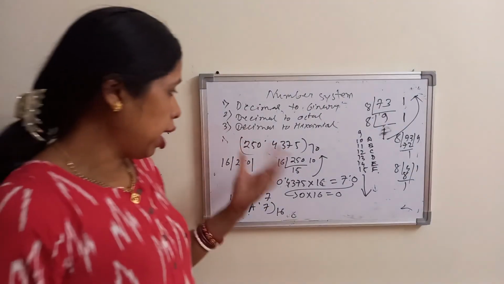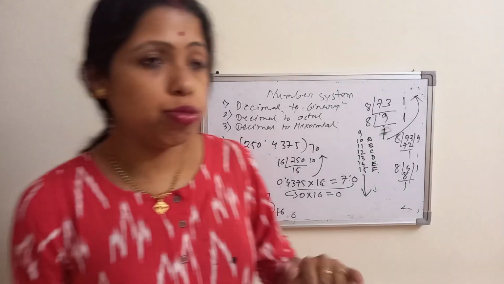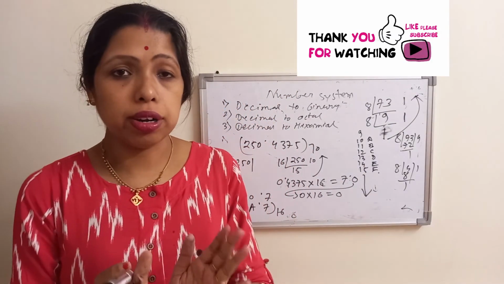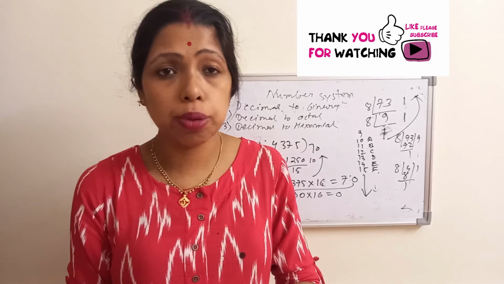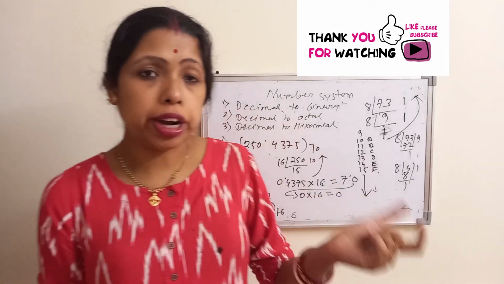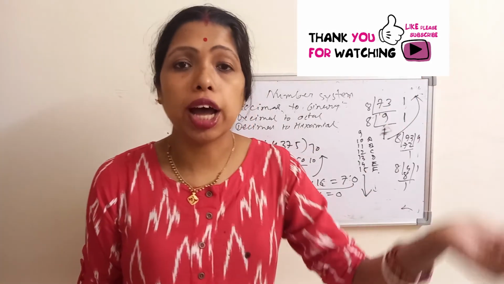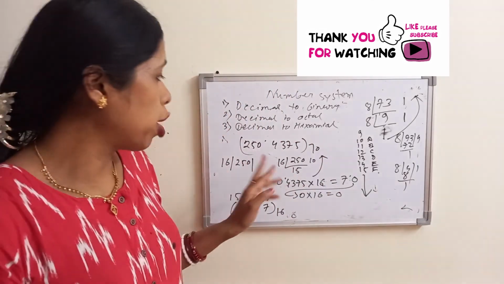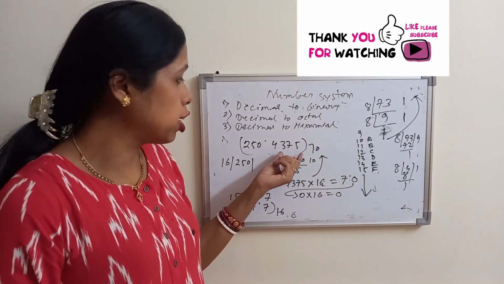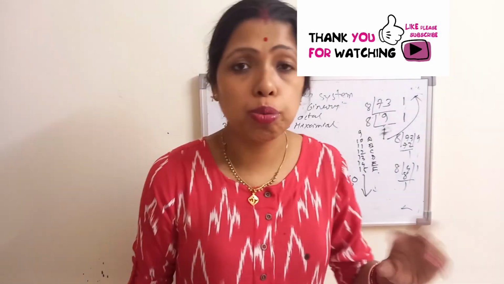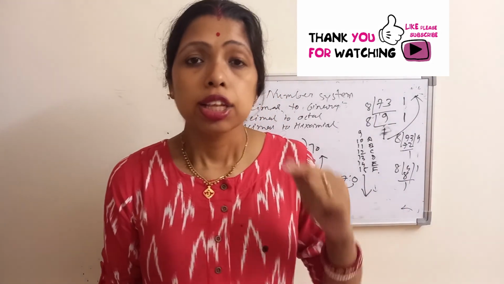Again I am repeating: if you want to convert any integer decimal number to another number system, you have to divide that decimal number by the base of the other number system. And if you want to convert any fraction decimal number into another number system, you have to multiply it by the base of the other number system.